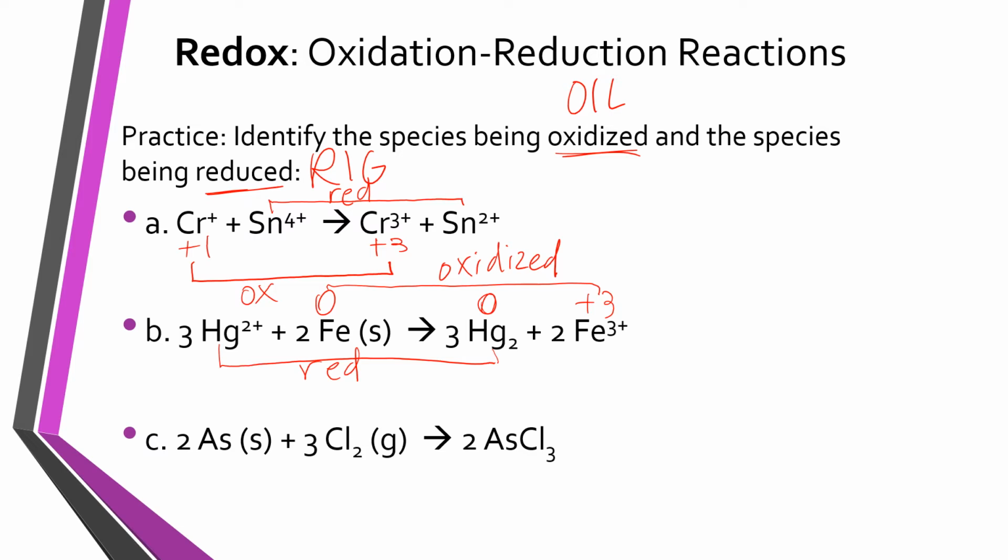Arsenic over here is in its natural state with 0, as is chlorine, but on the right-hand side, arsenic is +3, so it went from 0 to +3, so it was oxidized. Chlorine went from 0 to -1, so it was reduced.